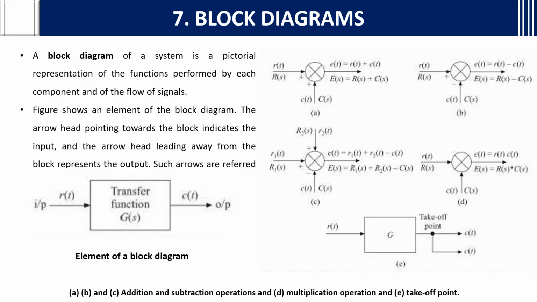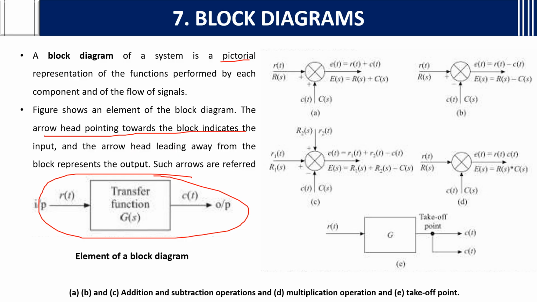A block diagram of a system is a pictorial representation of functions performed by each component and of the flow of signals. It is nothing but picture representation. Here if you see, there is a transfer function, and the arrow heading towards the block indicates the input, that is R of t, and C of t as output. This is the reference input. C is known as the controlled output. Okay. So now we will see some of the operations.